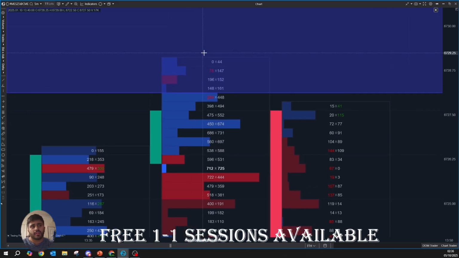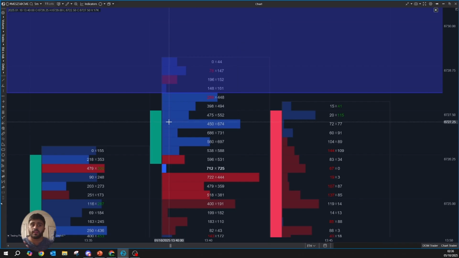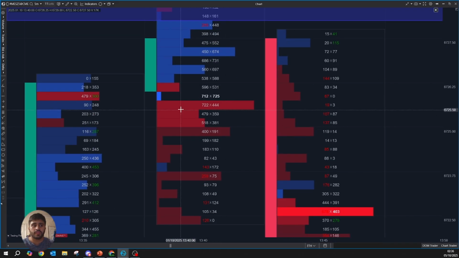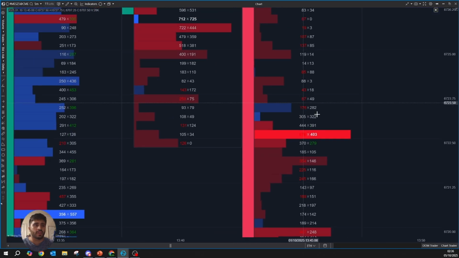So what's going on here is we have 2 numbers, and I'm going to break down some of these numbers. What we had over here is 0 for 44, that's important. We had 289 for 448, and we had 450 for 674. My main interest is to only look at areas that are highlighted. So when we see a lot of blue, in this case we see a lot of red over here.